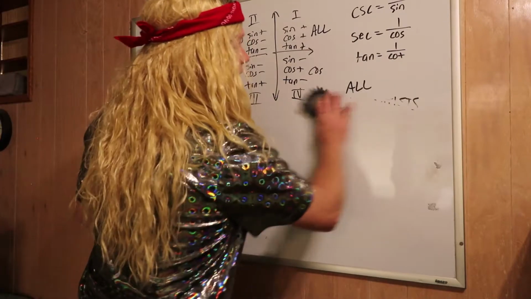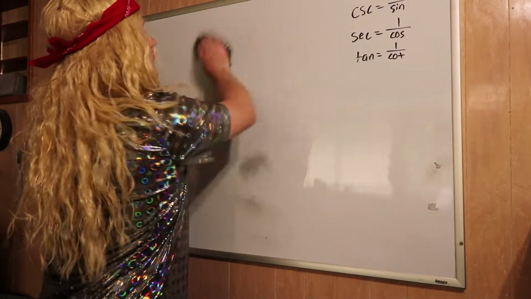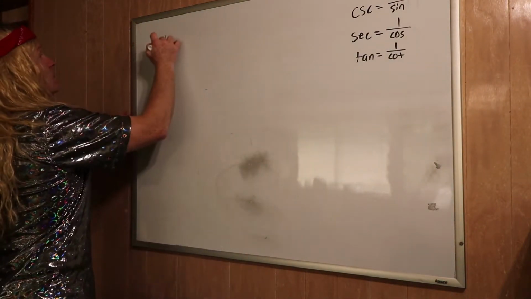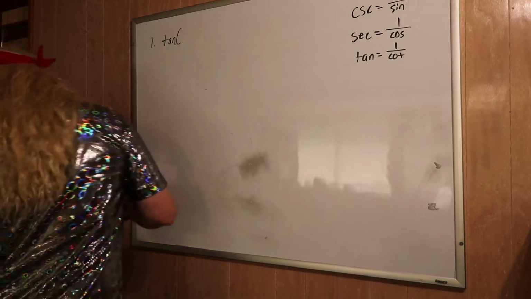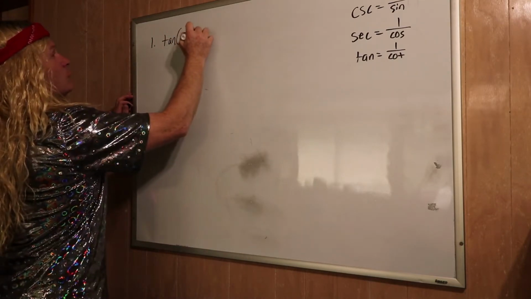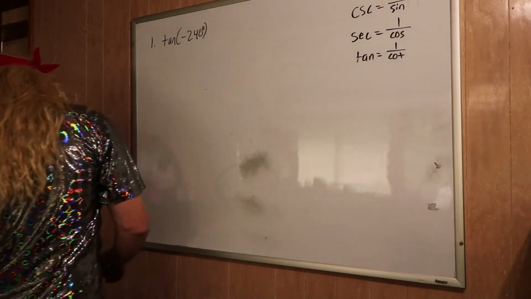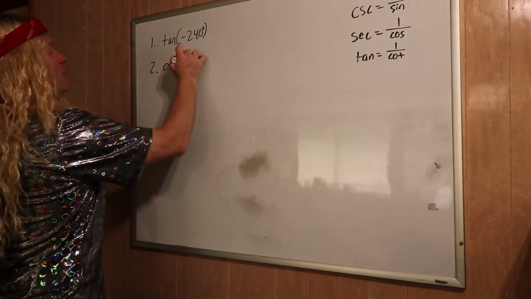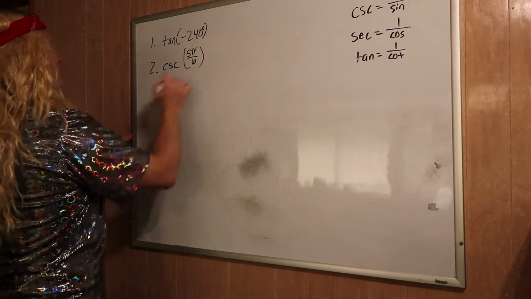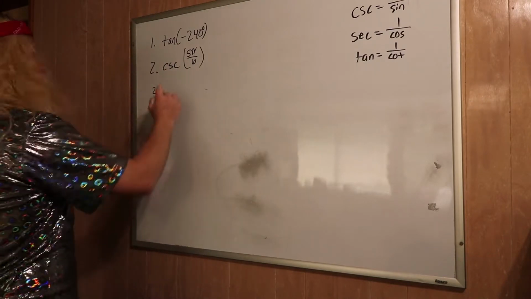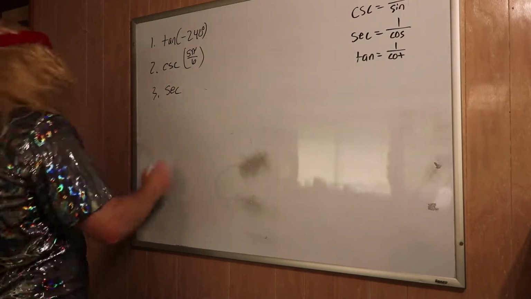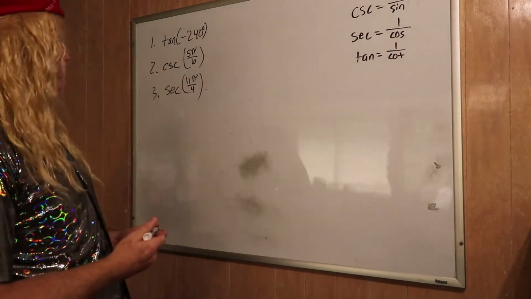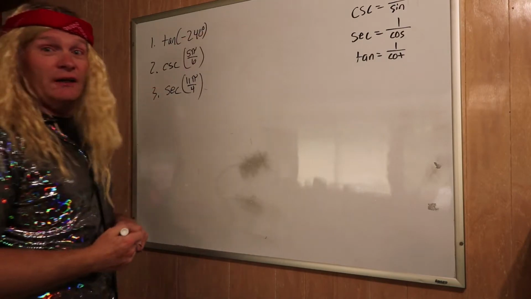We're going to use that little bit of information along with our reference angles to answer a few questions, okay? First, we're going to find the tangent of negative 240 degrees. Then we're going to find the cosecant of 5 pi over 6. And then we're going to find the secant of 11 pi over 4. Okay? First, tangent of negative 240.